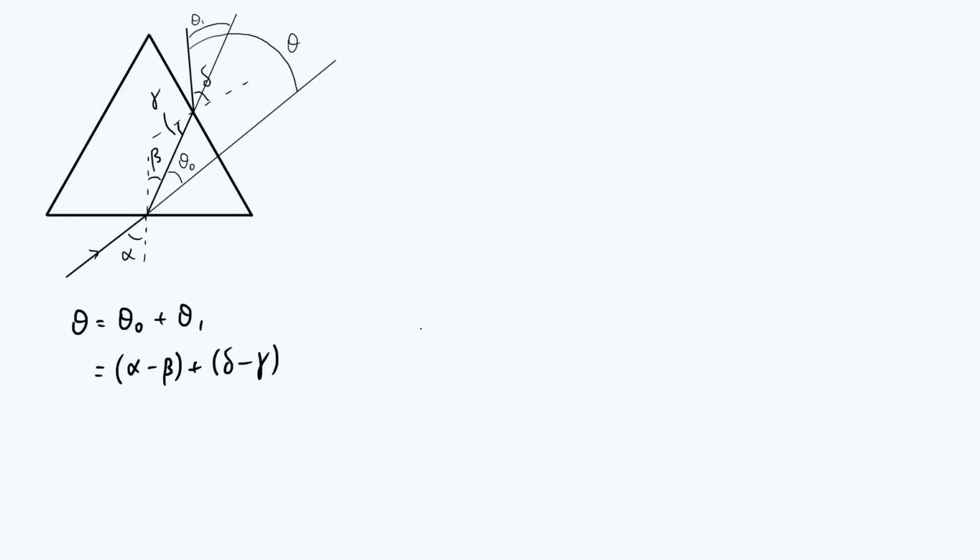So there you go. We've expressed the overall angle of deflection in terms of our four other angles of incidence and refraction. Now I'm just going to regroup these terms and write this as alpha plus delta minus, and then all in brackets, beta plus gamma. The reason for doing that will become clear very shortly.